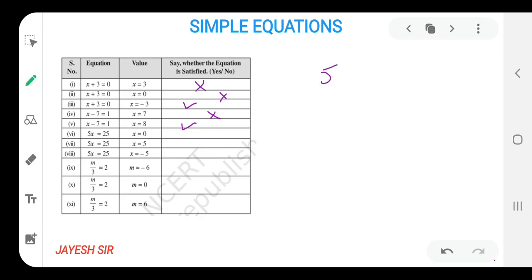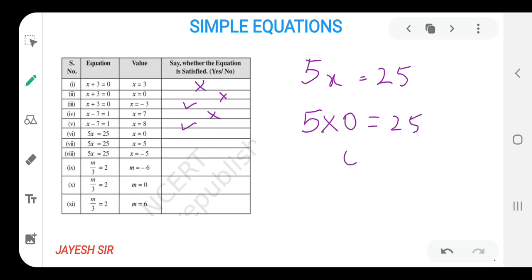Sixth number is 5x equals to 25. What is it? 5x equals to 25. I'm writing it again so that we can watch it properly. 5x equals to 25. Yes. Now the value of x we need to put as 0. 5 and x are in multiplication. 5 into 0 equals to 25. That means 0 is not equal to 25 here. So the value of x equals to 0 does not satisfy. By this we are getting that answer. I hope you all might be getting it, friends.